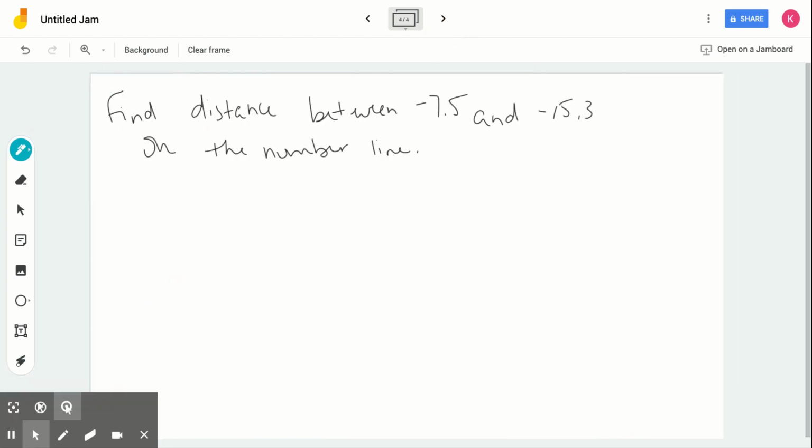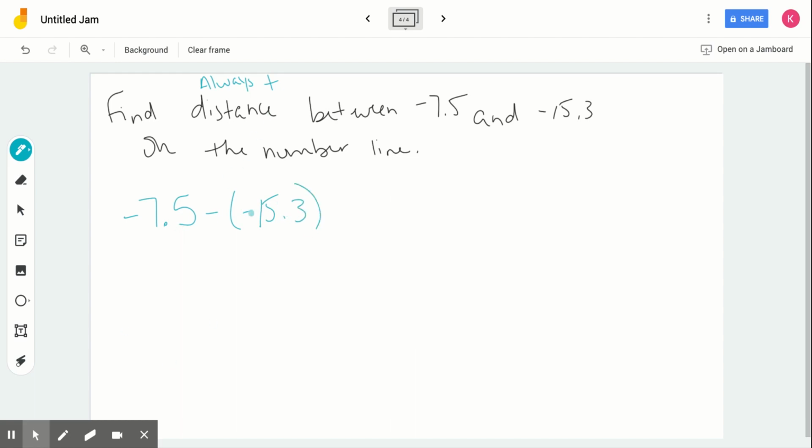On this last one here, go ahead and think about what we talked about from chapter 1 on distance. What does it mean when we're talking about distance? When we were talking about distance, we're talking about always being a positive answer. So distance is always positive. So when we're trying to find the distance between these two numbers, we can set it up as negative 7.5 minus negative 15.3 because we're trying to find the difference between them. How far apart are they?